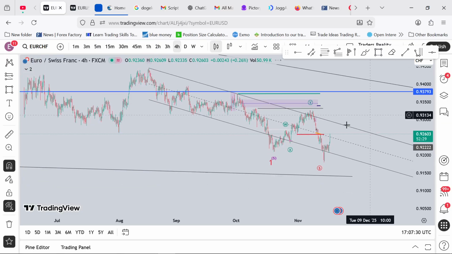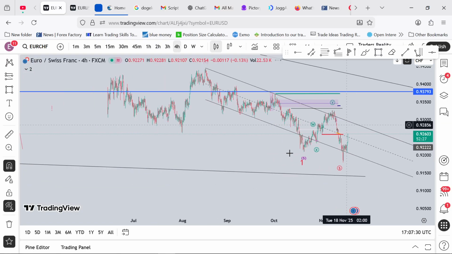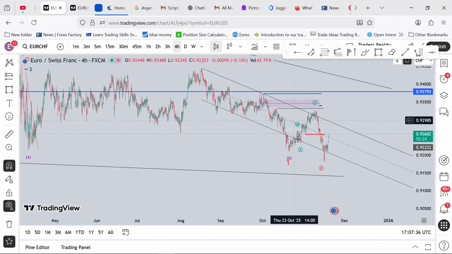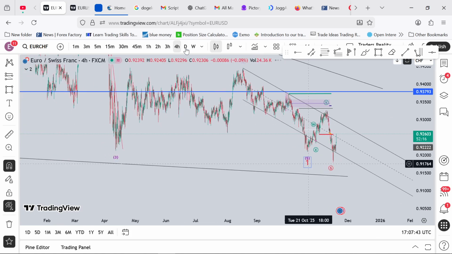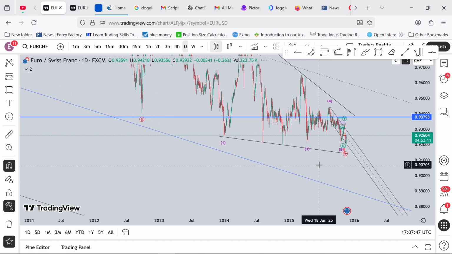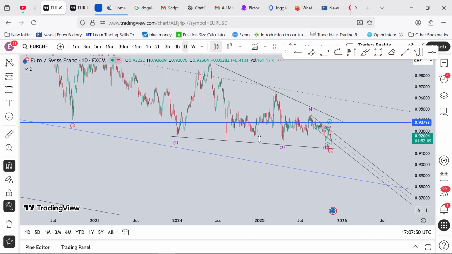I get a bias every time because I've counted this as 1. So to me, this WXY is potentially a 2. And this is 1, 2, 3, 4, 5. This is actually going to chuck it down. Let's go to the daily time frame quickly. So you do always want to have a bias, right?